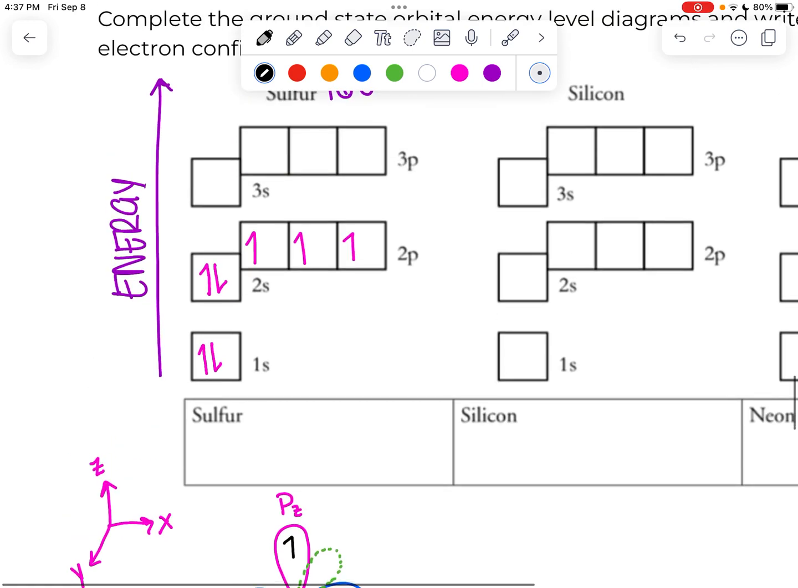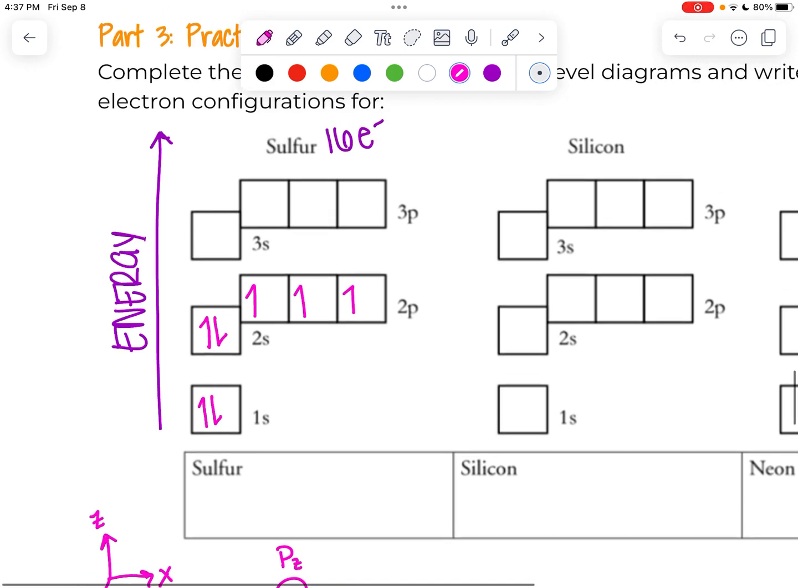So back to my ground state orbital diagram, if I come back up here, I still have more electrons I need to fill because I need to get to 16 electrons. So now I can start doubling up. I've got 1, 2, 3, 4, 5, 6, 7, 8, 9, 10. So in total I now have 10 electrons represented in my ground state orbital diagram. I still have 6 more to go.